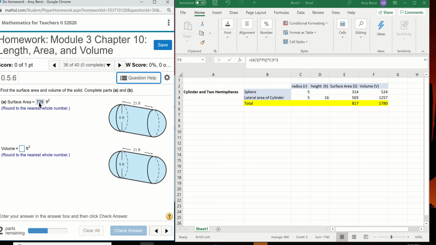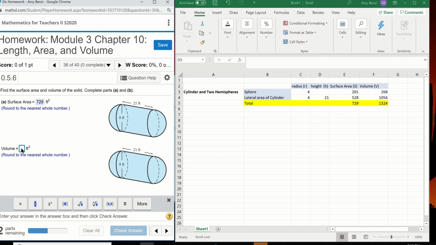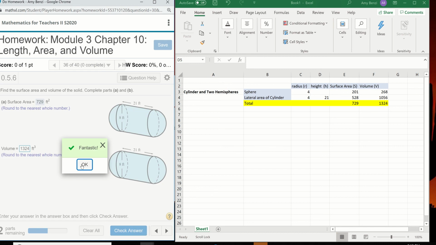Now, I've already done this here. All I did is I came over here and I changed my radius to 8, right? 8, just kidding, that's the diameter. So we know that our radius is 4. And then my height here is 21. And voila, you can see that my surface area is 729. I've already entered that value, and it said it was correct. And here I enter my cubic feet measure of 1,324 and check my answer, and it is correct.